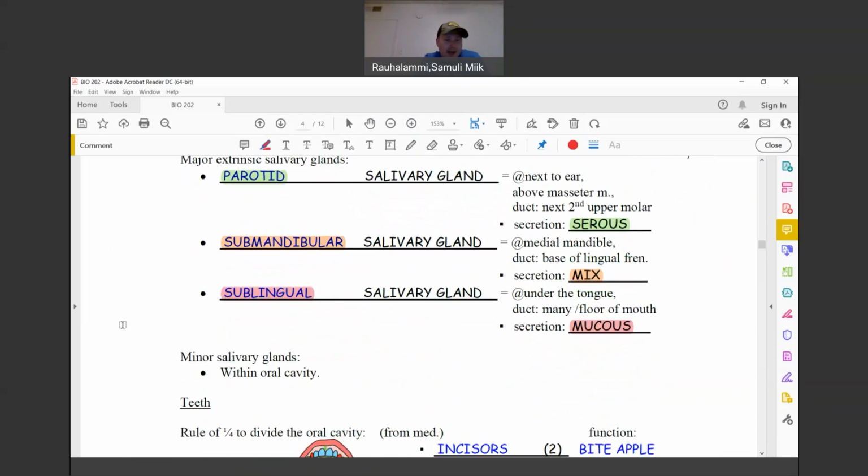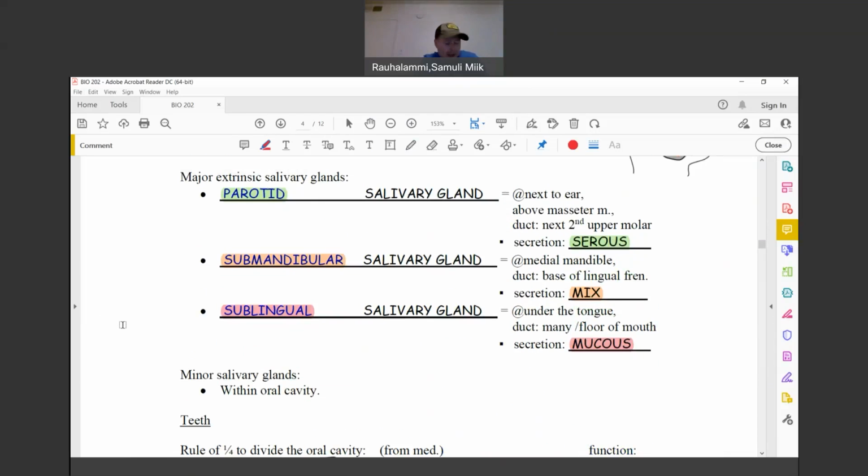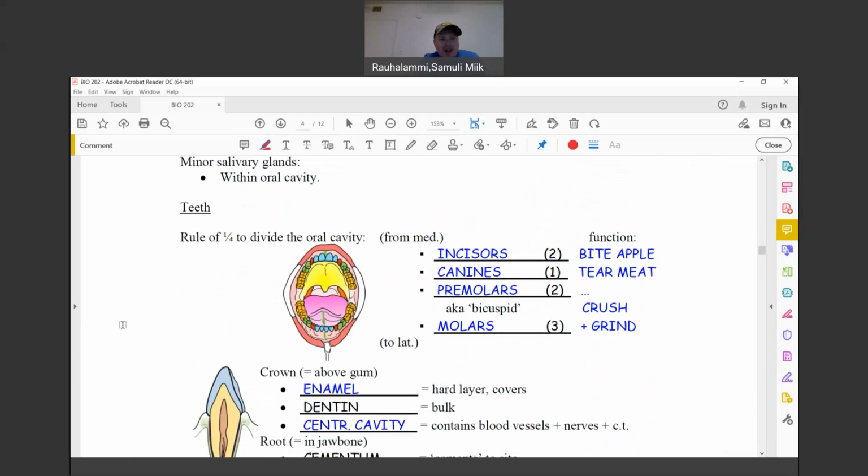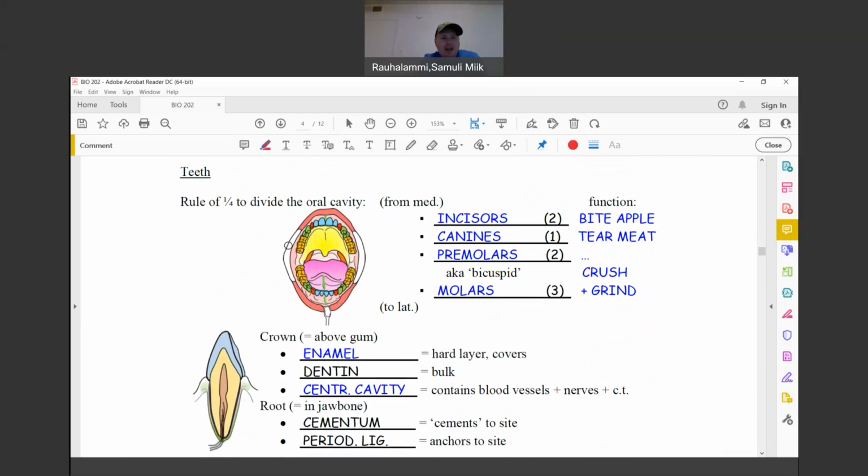There are minor salivary glands within the oral cavity, but for the interest of time, we're not going to go into those. And this is the diagram that we had a look at earlier on. So let's talk a little bit about dentition, teeth within the mouth. And really how I approach this is that I divide the mouth into 4 parts. So horizontally into upper and lower jaw, and vertically into left and right side. So that gives you a quadrant, and as long as you learn the teeth within a single quadrant, it's going to be easy then just to reflect those to other parts.